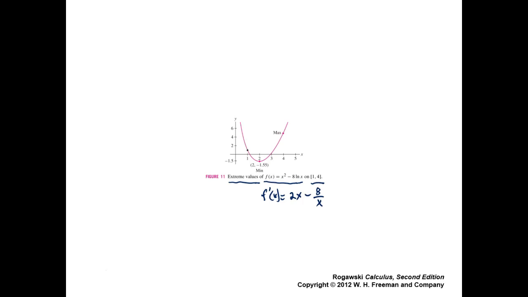So there's our derivative of the function. This is example 5 on page 204 in section 4.2, chapter 4. What we're looking for are the extreme values of this function on that interval. And I'll say it again.